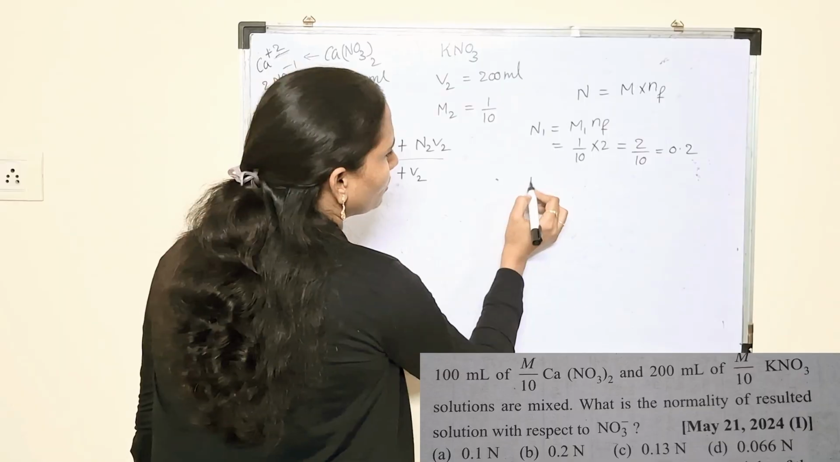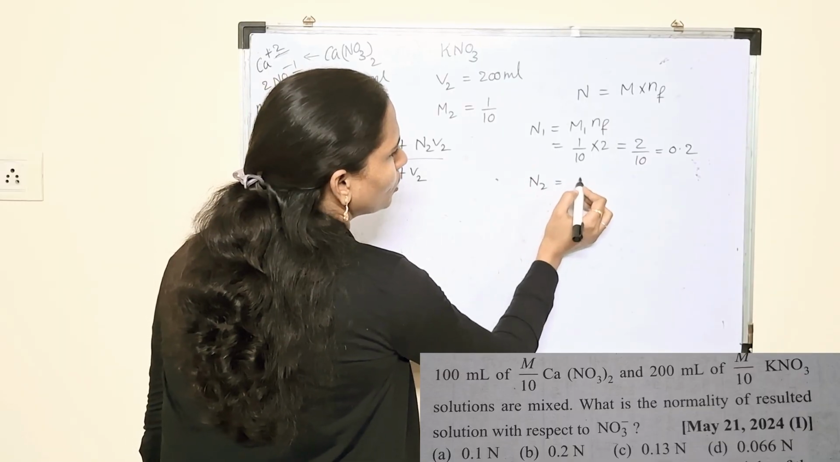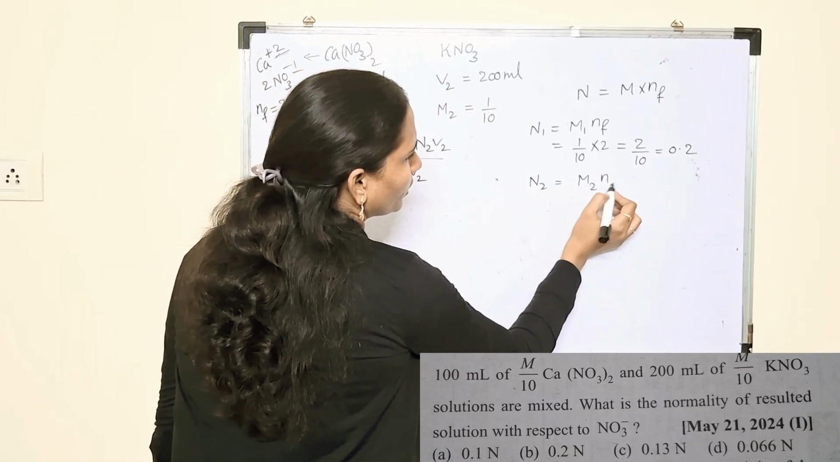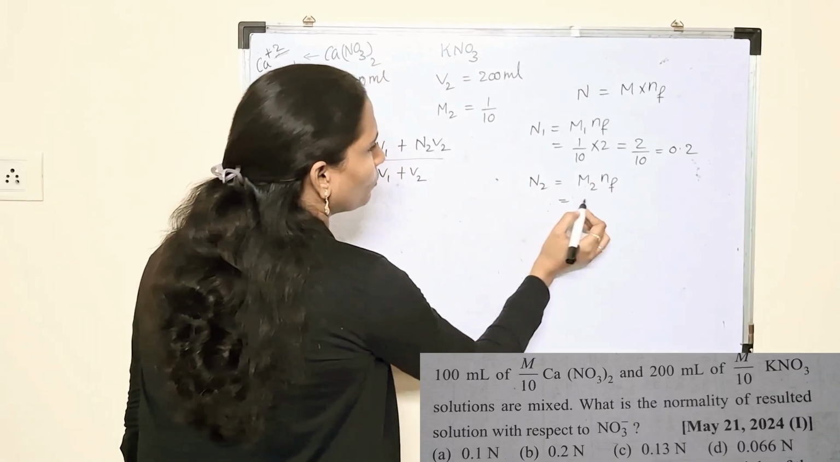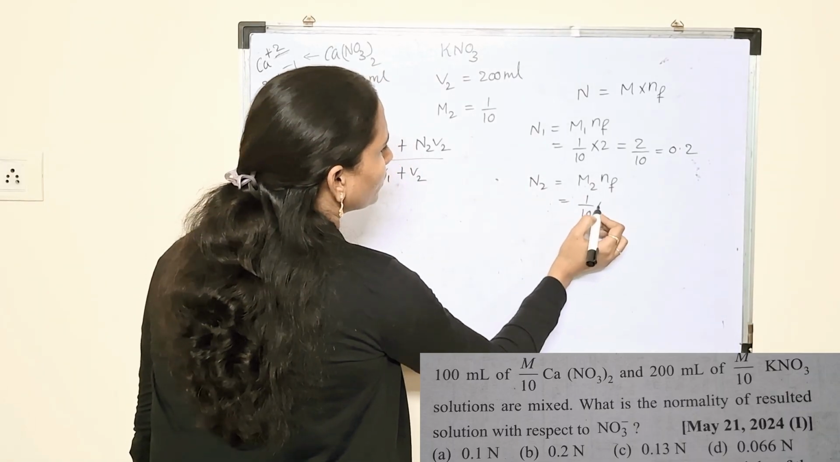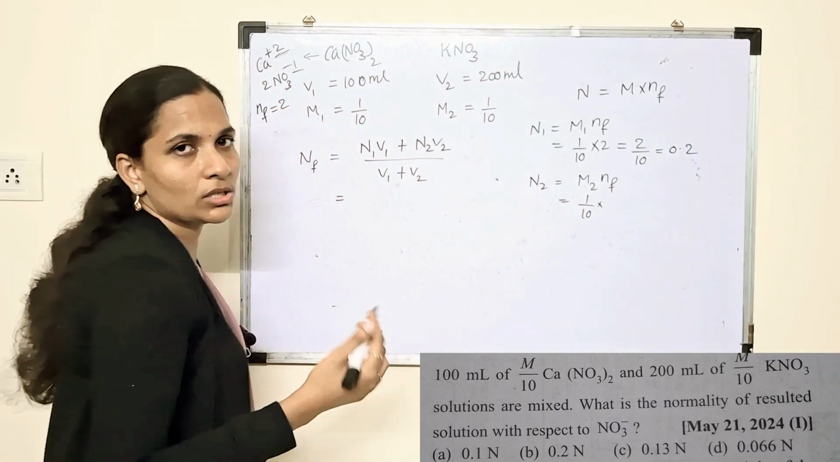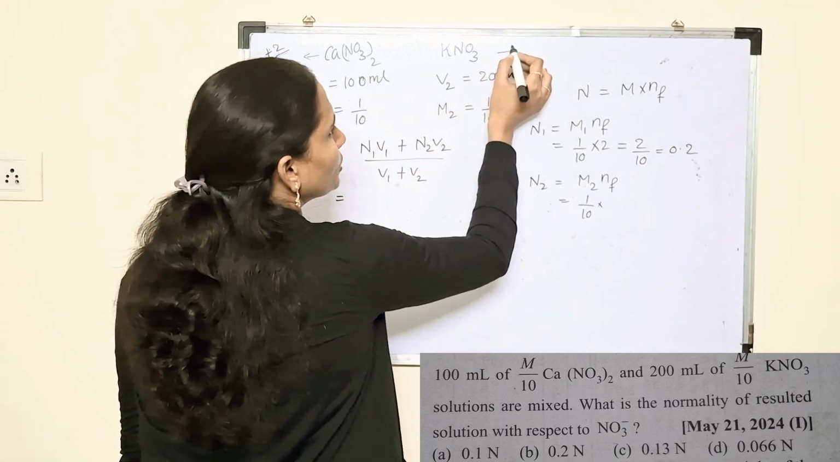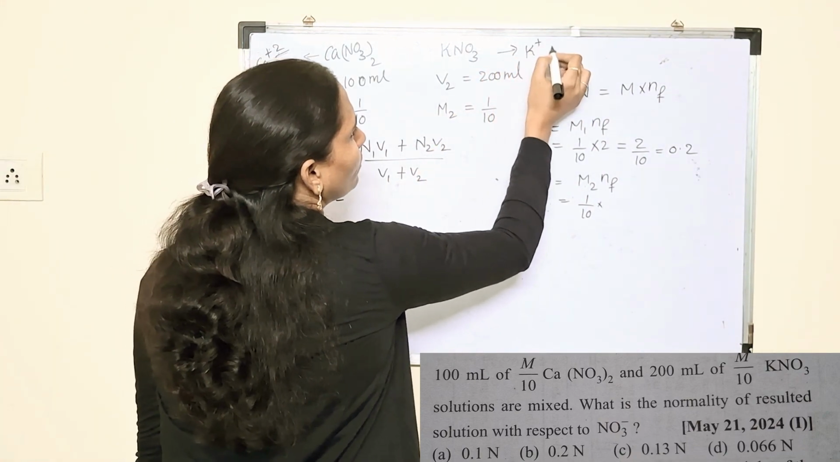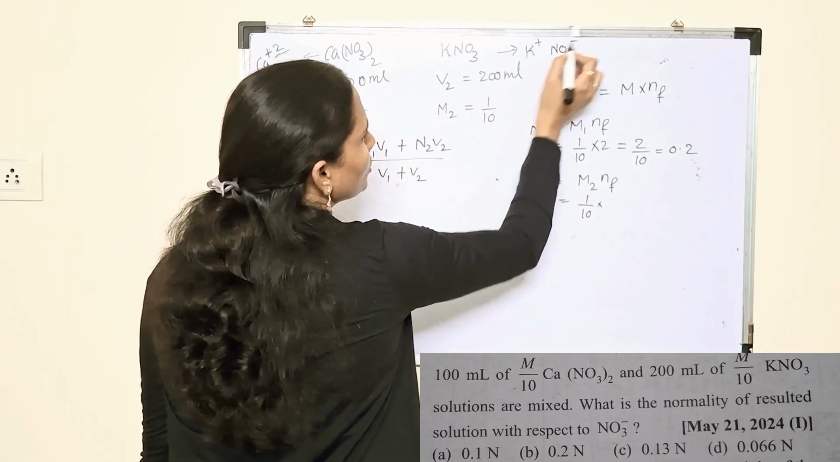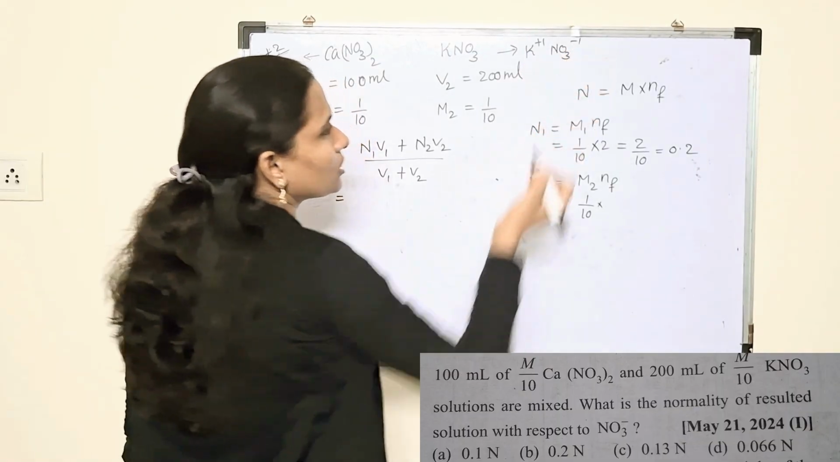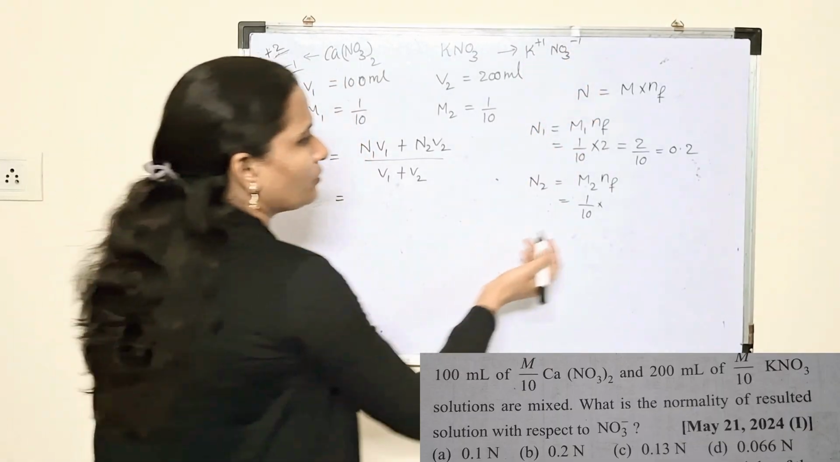Next, calculate the second solution normality. N2 equals the formula M2 into n factor. So M2, how much did they give? 1 by 10. And next, the n factor. KNO3 is also a salt only. So how is it dissociated? K plus and NO3 minus. So what is the charge on the cation? 1. And what is the charge on the anion? 1 only. So the n factor is 1 only.